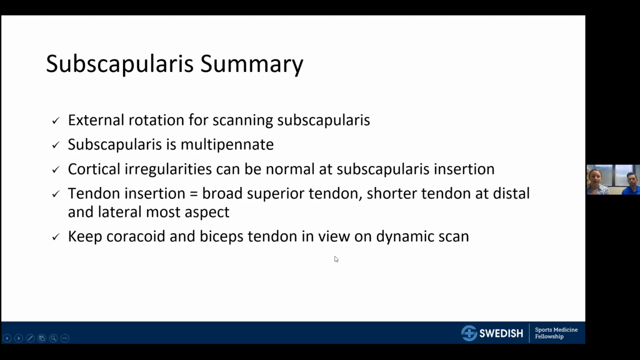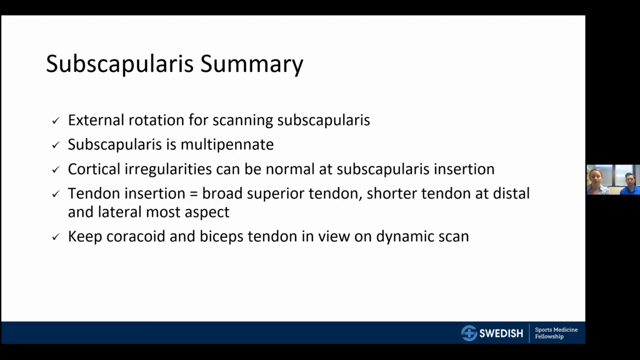So in summary, things that we hope that you take away from our presentation today is that you really want to make sure the patient is in external rotation for scanning the subscapularis muscle and tendon. The subscap is a multipennate muscle. The cortical irregularities that you can see medial to the insertion of the subscapularis or at the insertion can be normal. So really look at the tendon that's superficial to those cortical irregularities to see if there are abnormalities in the tendon, and check it in long and short axis to really convince yourself that those cortical irregularities correlate with a tendon pathology.